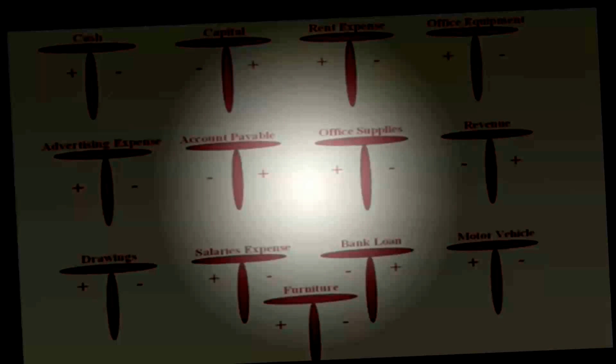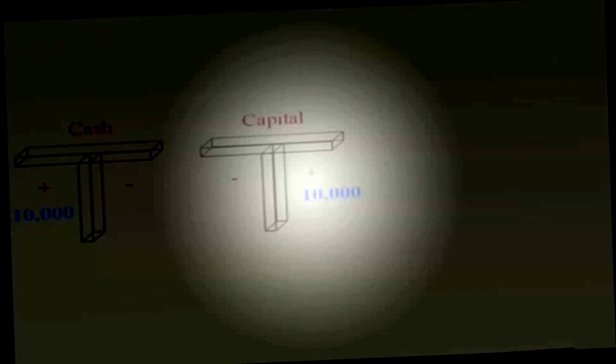Polly Darden invested 10,000 cash to start the agency. So what two accounts are affected? Cash and capital. Here it comes. You put T accounts, cash, capital. If you remember, cash was plus minus. Capital is a liability. So decrease left, increase right. So it's minus plus. Cash increased 10,000. So under plus, you put 10,000. Capital increases 10,000. So on the plus side of capital, which happens to be the right, you put 10,000. So put that in.